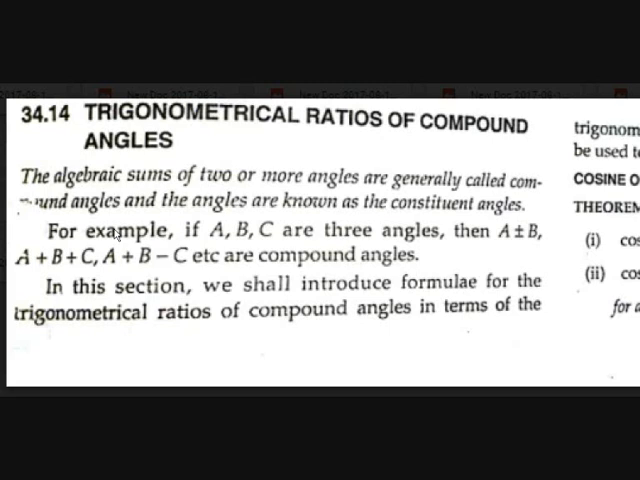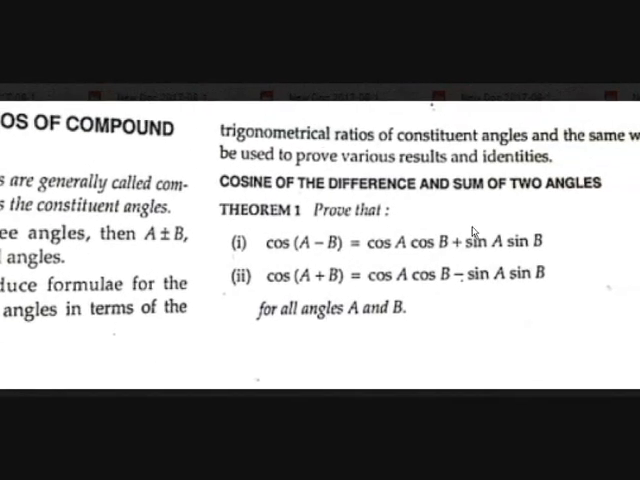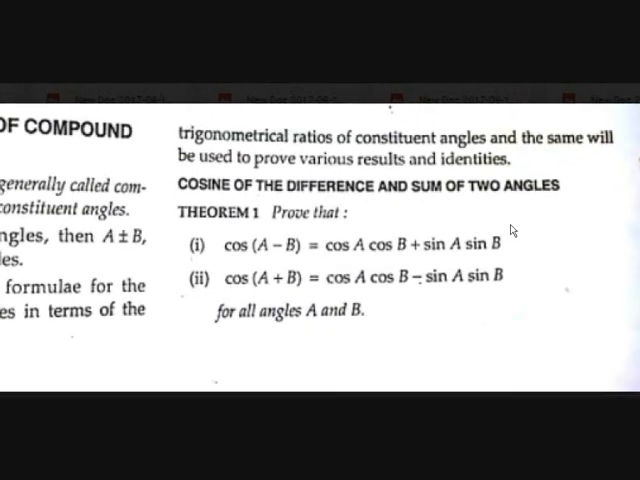Okay, in this section we will see the formulae of trigonometric ratios of different compound angles in terms of trigonometric ratios of constituent angles, and the same will be used to prove various results and identities. Now let's start with the theorems. Our first theorems are based on the cosine of difference and sum of two angles. Just two, because three or more will be complicated at the start. So at first let's learn two angles.